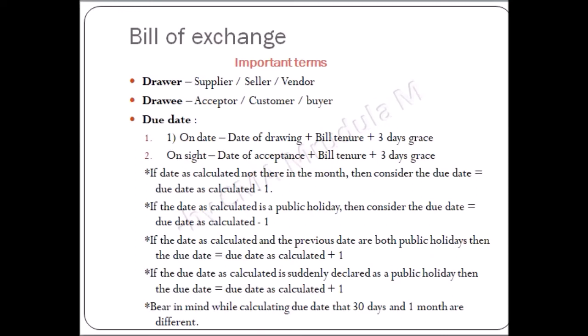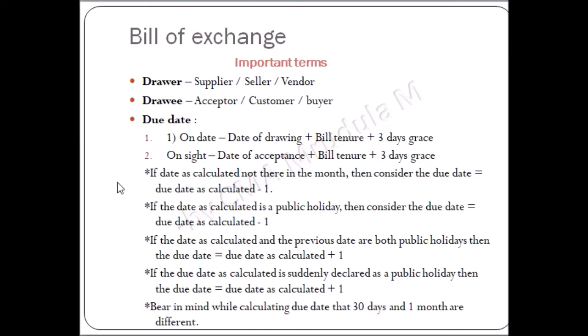Now, generally, as discussed, a particular period of time will be mentioned in the bill of exchange, say 3 months or 6 months or 10 weeks. With that information, the due date for the buyer to pay is determined. So, if the bill type is an on date bill, then the date of drawing plus the bill tenure plus 3 days grace will be the due date. If the bill type is an on sight bill, then the date of acceptance by the buyer plus the bill tenure plus 3 days grace is the due date.